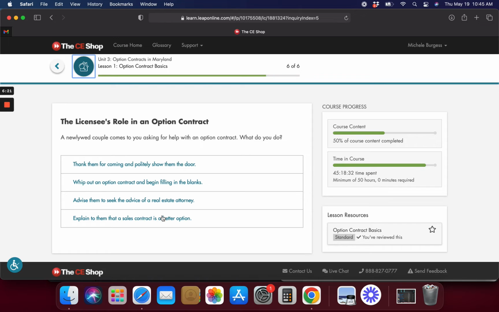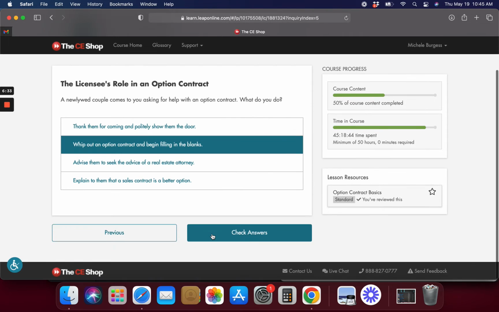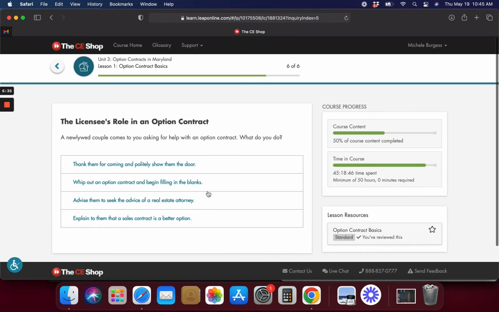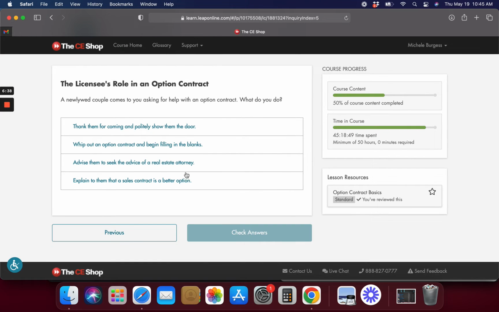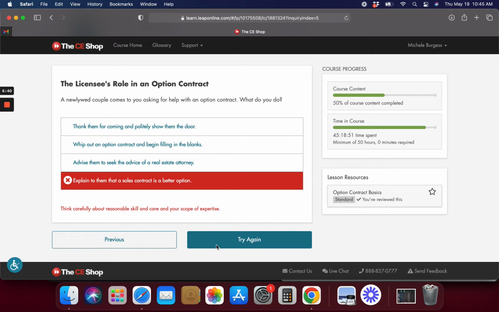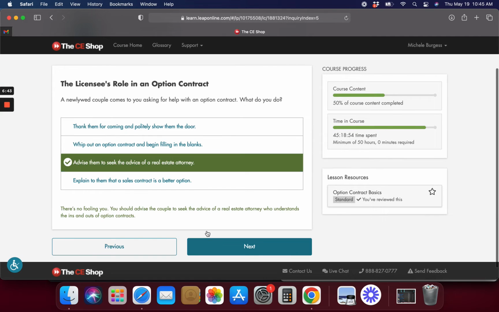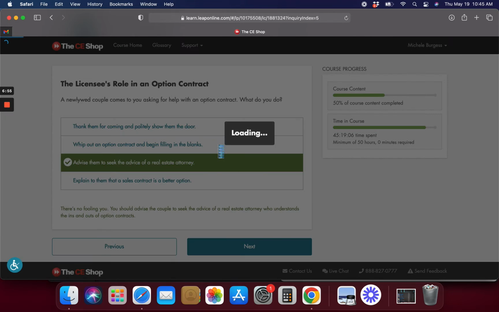A newlywed comes to you asking for help on an option contract. What do you do? Thank them for coming and politely show them the door. I don't know if that would be the right answer. Maybe it is. We got that one wrong. Let's see. No. Okay. Get to a real estate attorney. I don't know why we wouldn't help them fill it out, but maybe that requires an attorney.